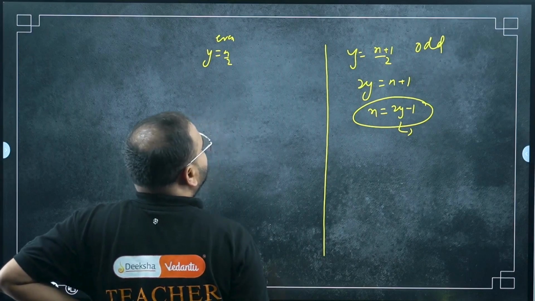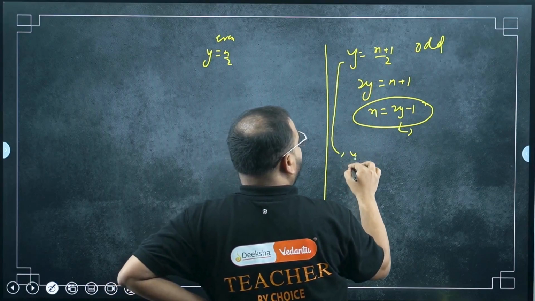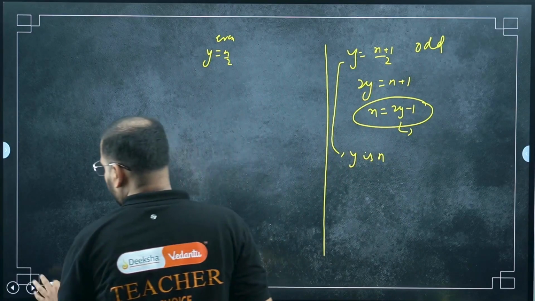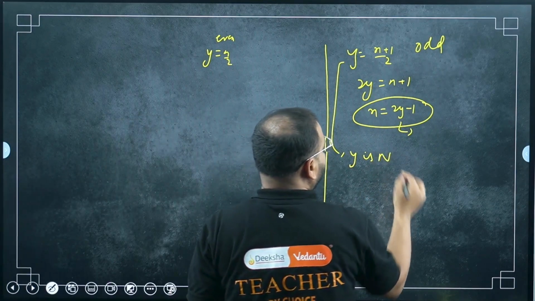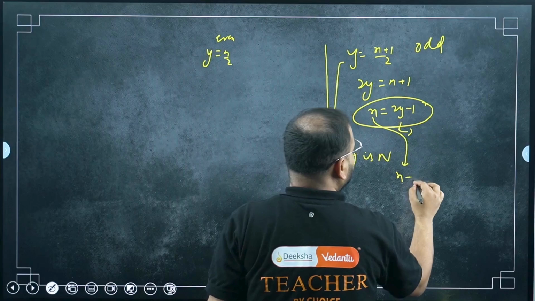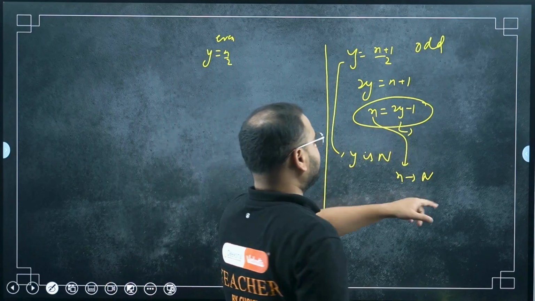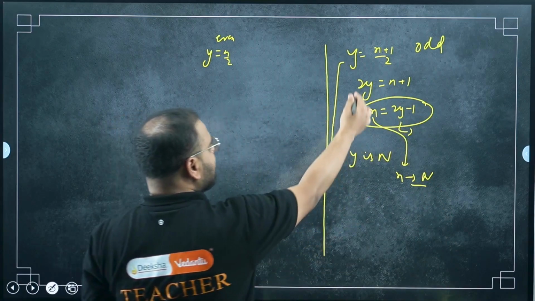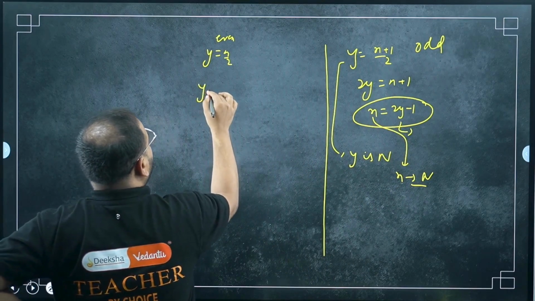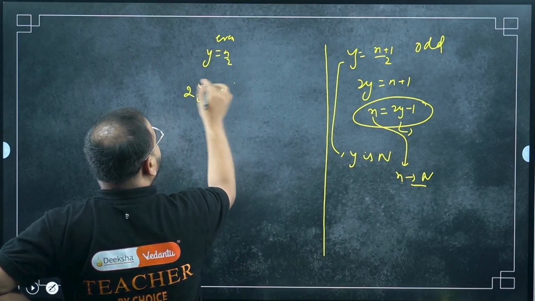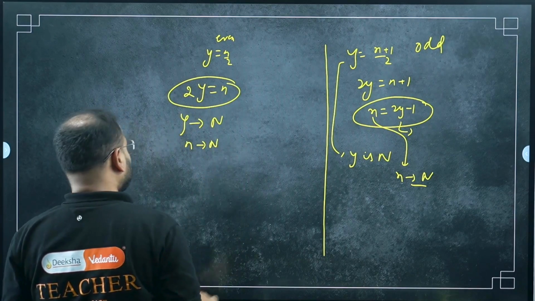So if y is a natural number, think about it. What is the condition? I have taken y as a natural number. Then n will also be a natural number, because 2 times a natural number, minus 1, will again be a natural number. So this is true. For this I am getting y natural and n natural, where the function is defined. What about this? If y is natural, then I can get 2y equals n. Again n will be a natural number. So both the conditions are valid.